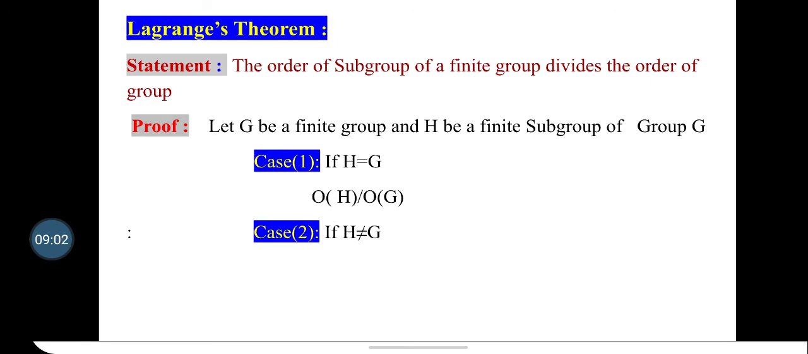Now we will take the second case. What is the second case? H is not equal to G. So if H is not equal to G, that means the number of elements in the group G is different from the number of elements in the subgroup. Let the order of G be equal to n, meaning G contains n elements, and H contains m elements.